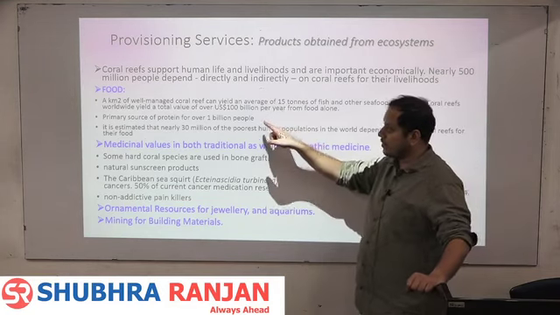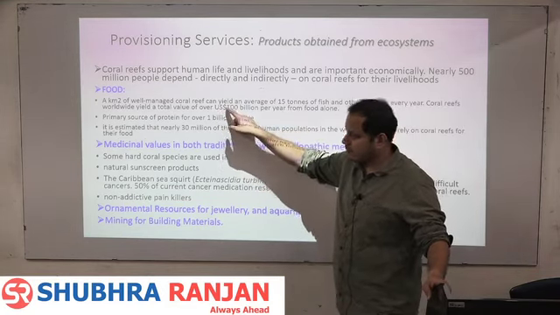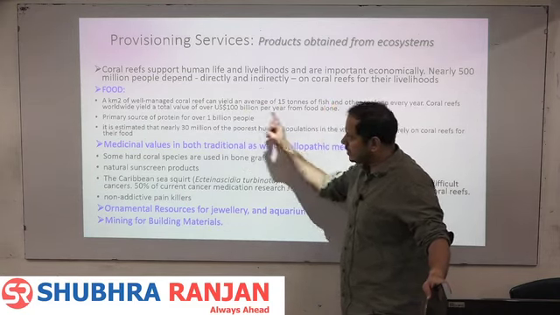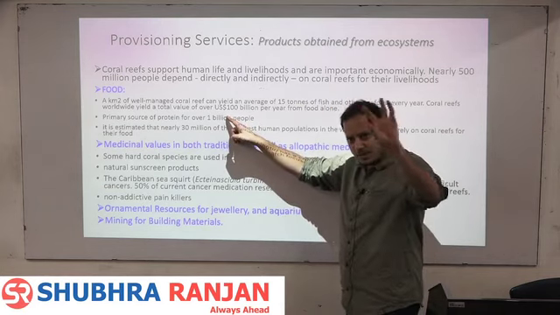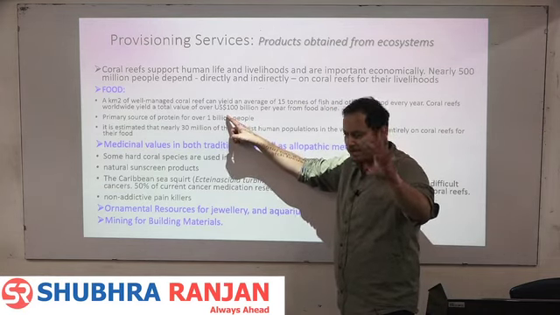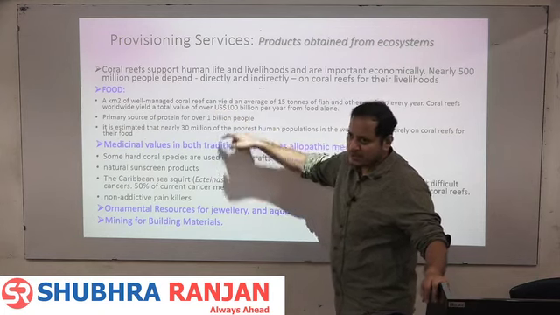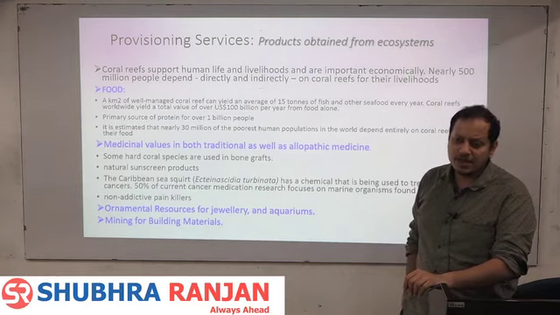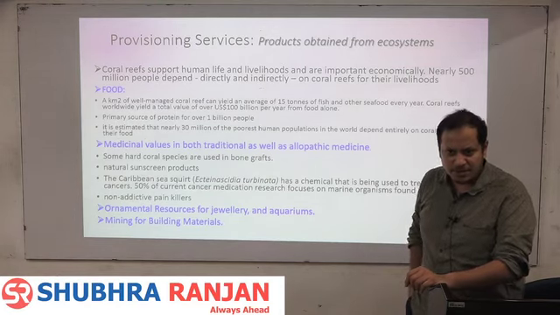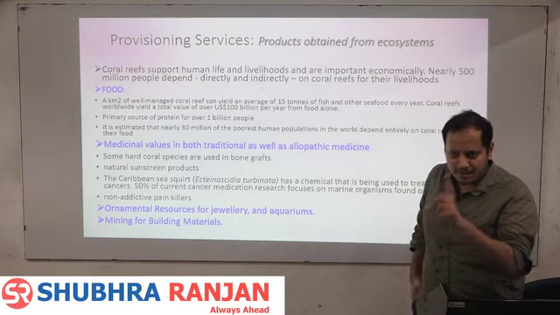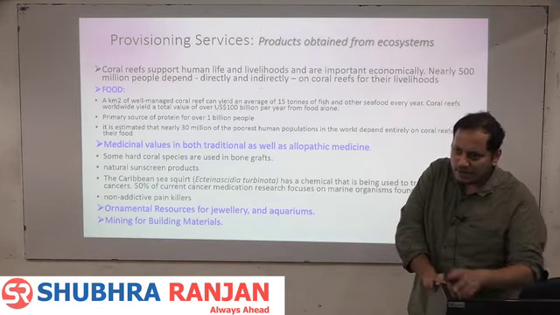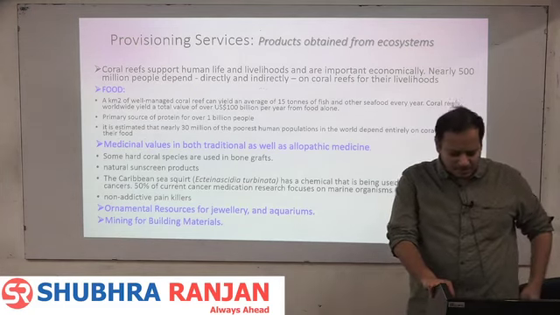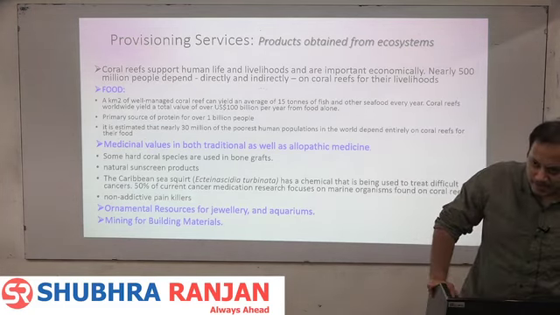For example, food. A well managed 1 square kilometer of a coral reef can yield 15 tons of fish annually. The total provision of the coral reefs is valued at US dollar 100 billion. Who did the valuation? This is done by the United Nations ecosystem assessment program. So all these factual data are based on United Nations data. The United Nations ecosystem assessment program was carried out in 1997.